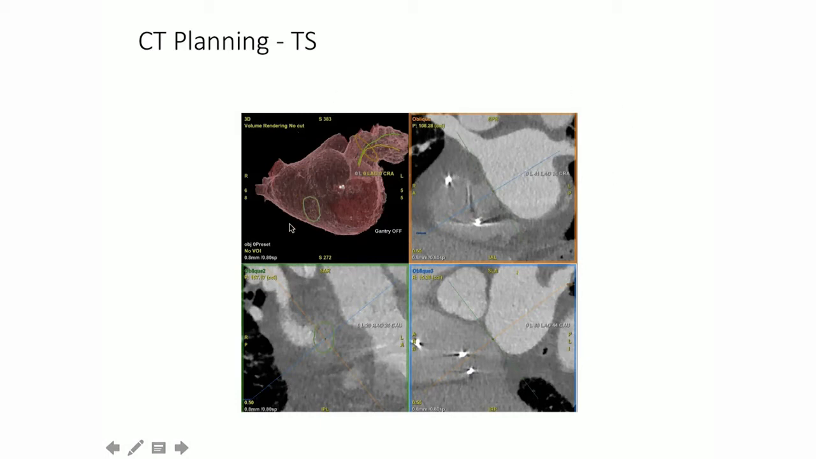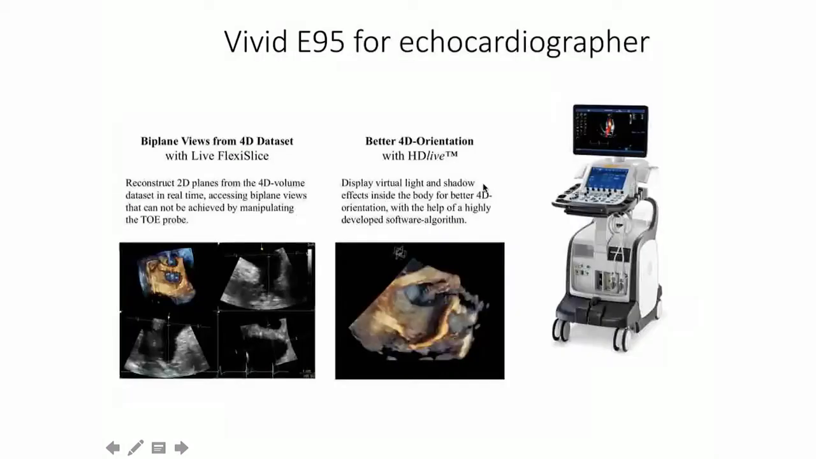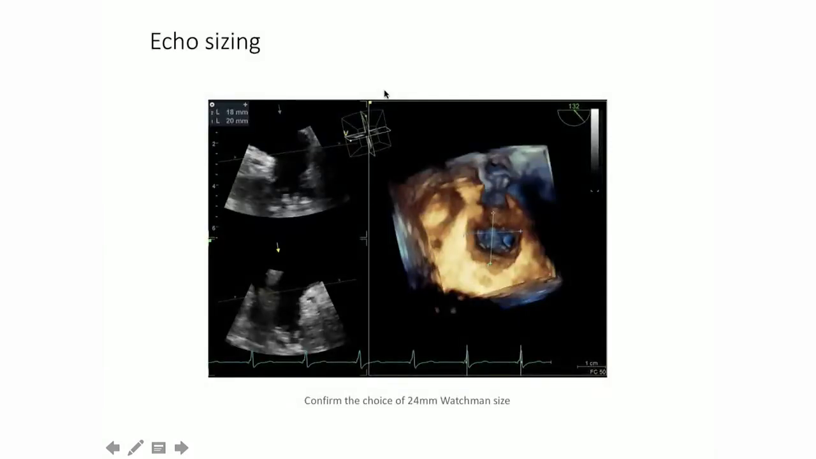Next, we did our planning of the transeptal puncture site. So we align ourselves with the LAA, and then we trace a circle around the fossa ovalis. Of course, we always have TEE confirmation of each step as performed by our echocardiographer. So this is live during the procedure. The 3D TEE sizing of the landing zone was 18 by 20 millimeters. So this confirmed the choice of a 24 millimeter Watchman device.